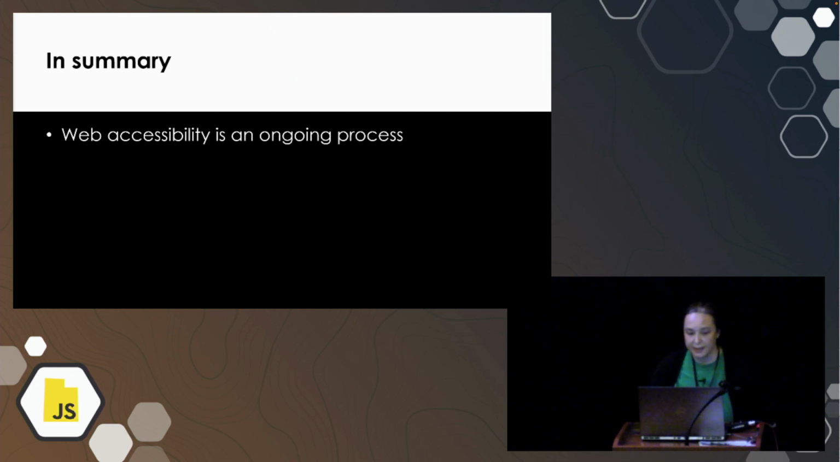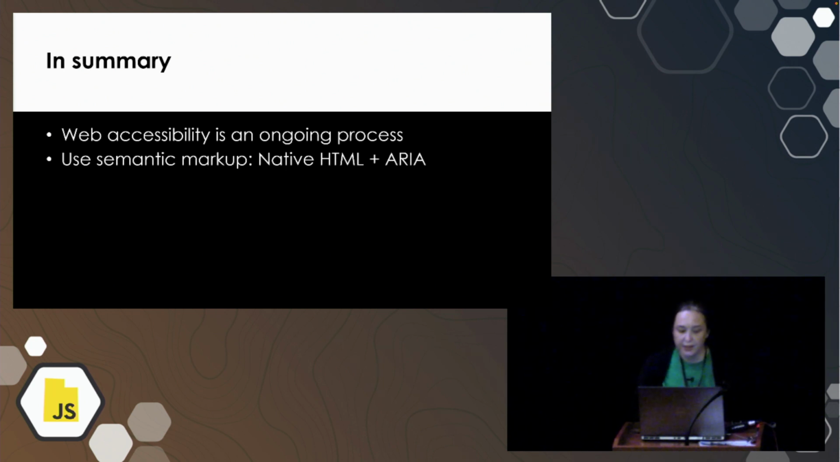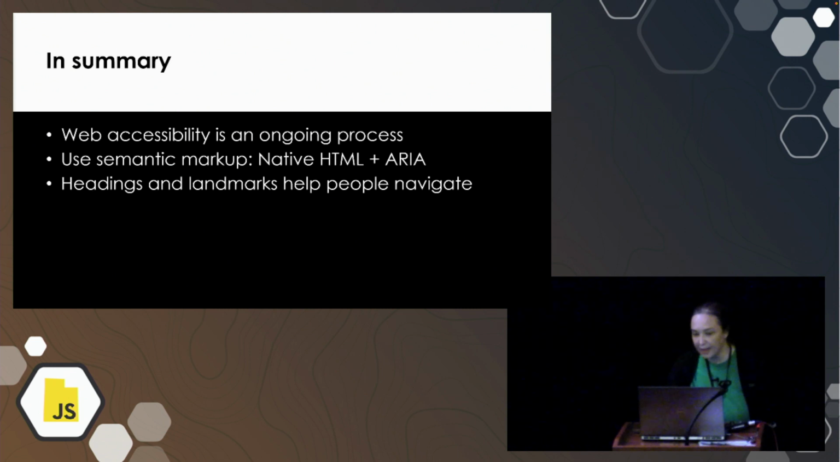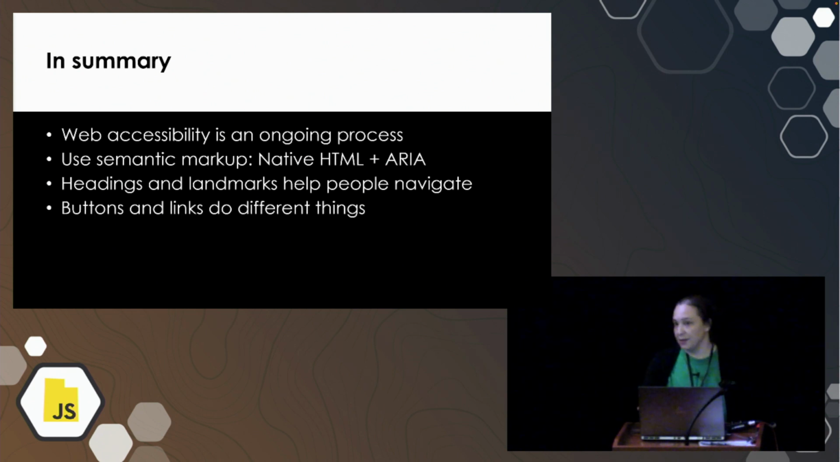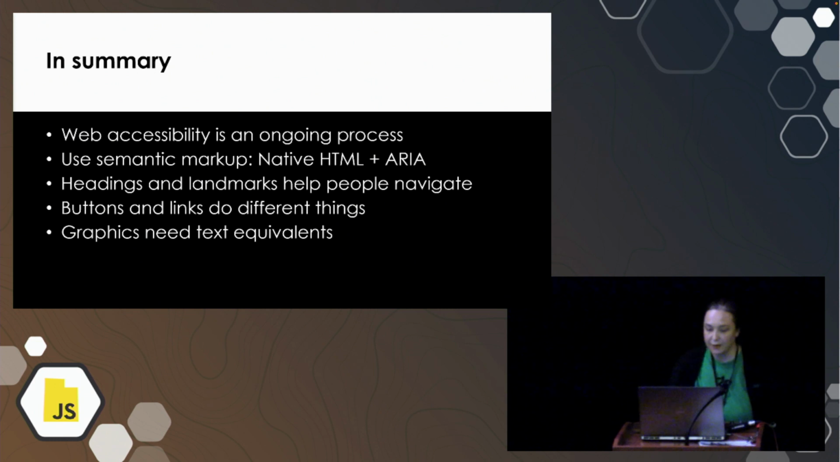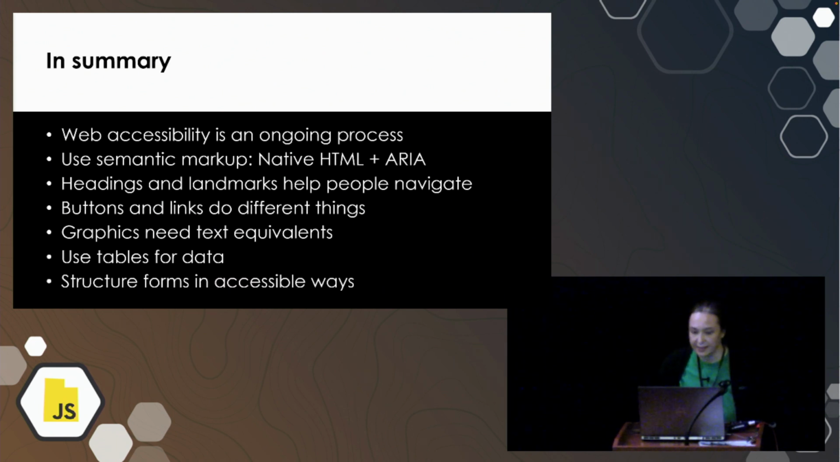So I'll just go over my summary. As I said, web accessibility is an ongoing process. It's about progress over perfection. We want to use semantic markup whenever we can, and that's a mix of native HTML elements as well as the appropriate ARIA. Headings and landmarks really help people navigate, particularly screen reader users and people using Braille displays. Buttons and links do different things. Graphics need text equivalents most of the time, if they're not decorative at least. We use tables for tabular data, and we want to structure forms in accessible ways.